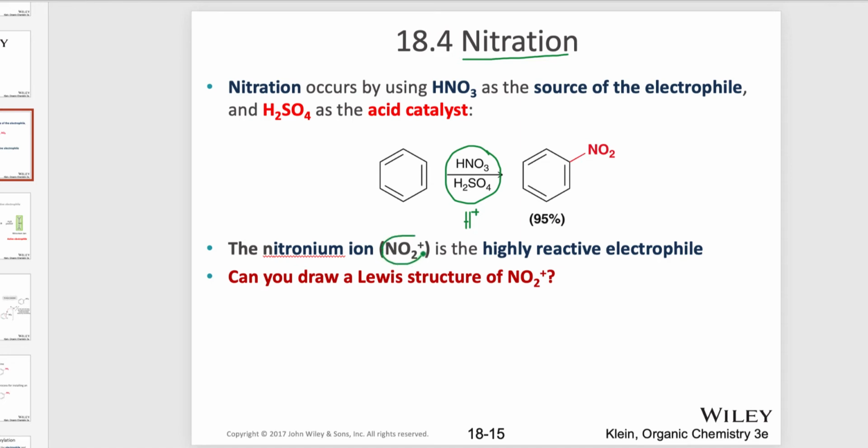Please be familiar with the structure and its name. So one question I have for you now, and you could pause the video here. Do you know how to draw a Lewis structure? Meaning, can you draw all the bonds and place the charge correctly?